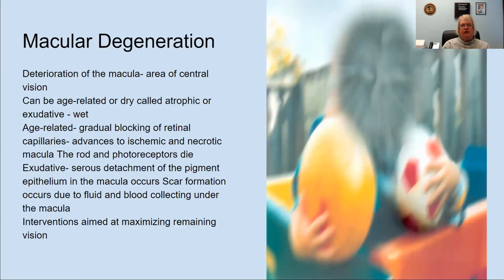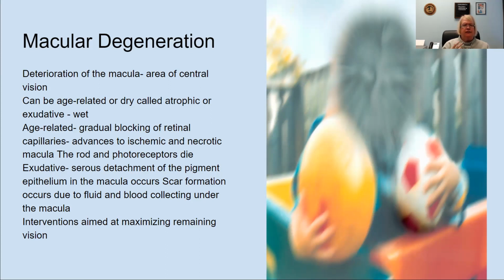Then macular degeneration. This is the last of the 4. It's a deterioration of the macula. It's the area of central vision. It can be age-related or dry, called atrophic, or exudative, which is wet. The age-related is a gradual blocking of the retinal capillaries, and it advances to ischemic or necrotic macula. The rod or the photoreceptors die.